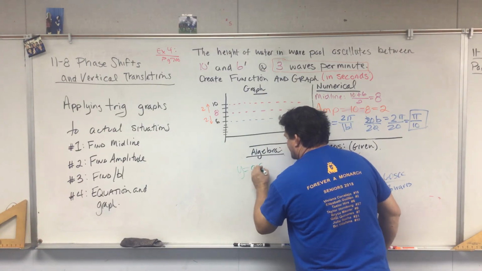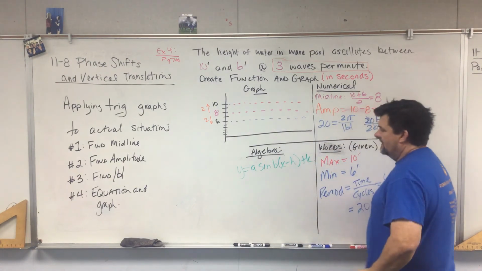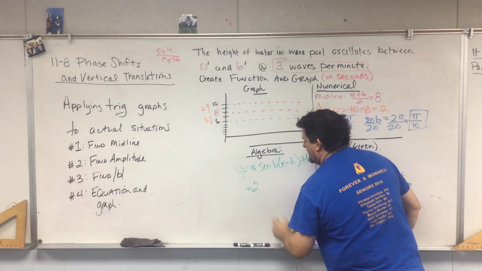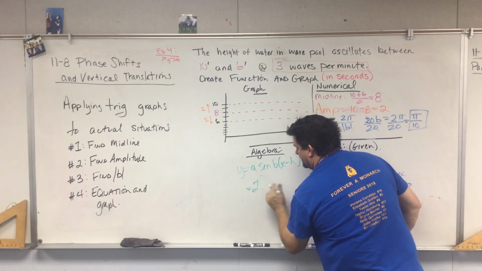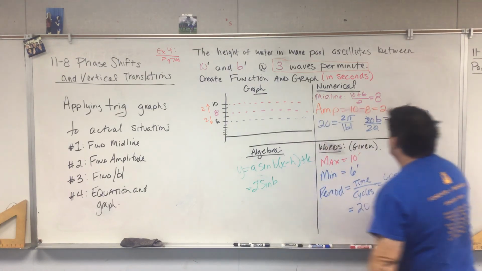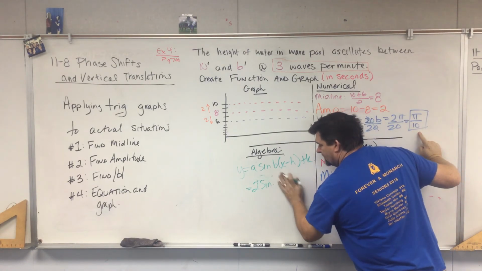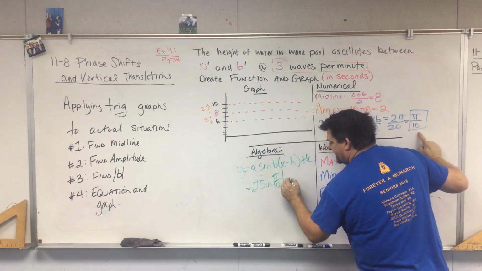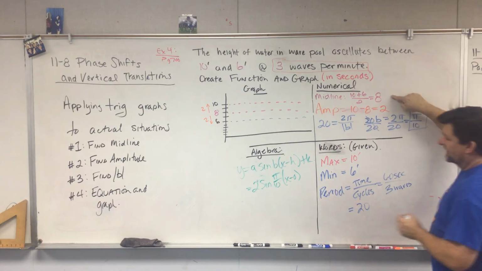Y equals A times sine of B(x minus h) plus k. A is 2. Sine of B, B is pi. Pi. Oh man, too early in the morning. Pi over 10. No phase shift. Plus my midline.